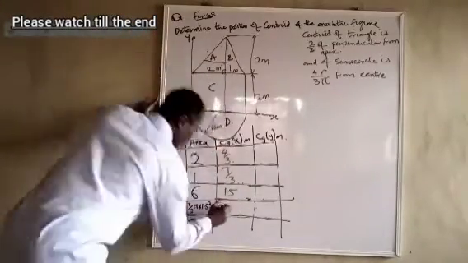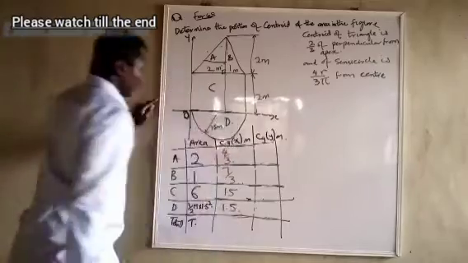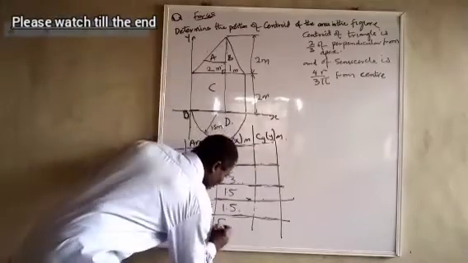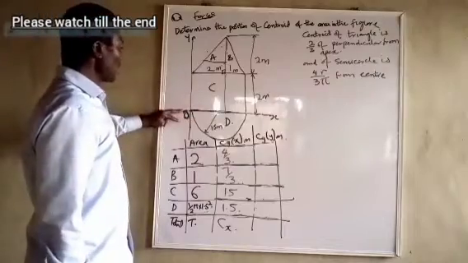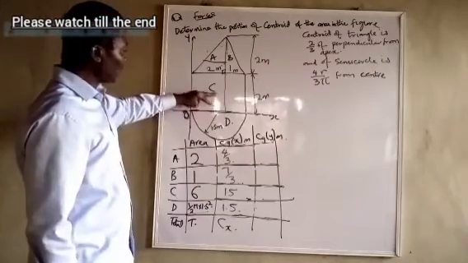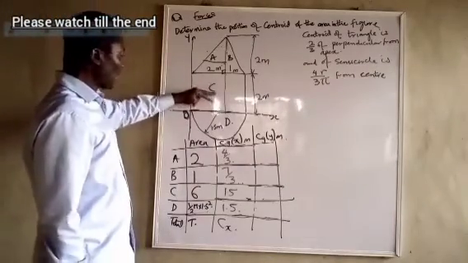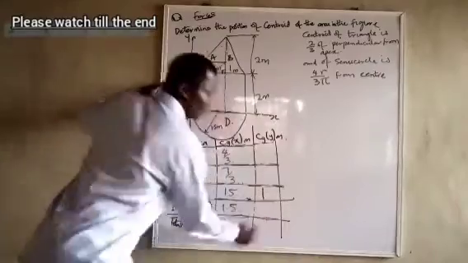Same here, 1.5. So let's call this one CX for the whole figure. Now for this, because from here, the distance of the center for this shape is 1. So we have it here, 1.